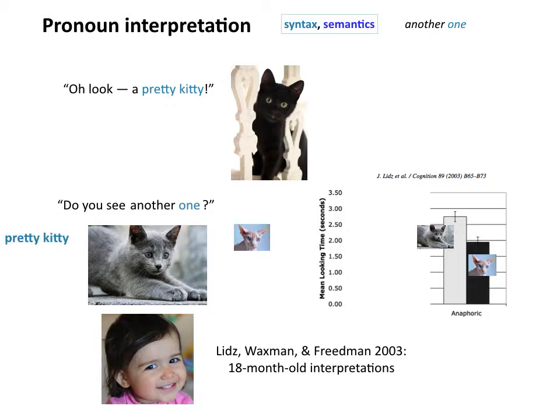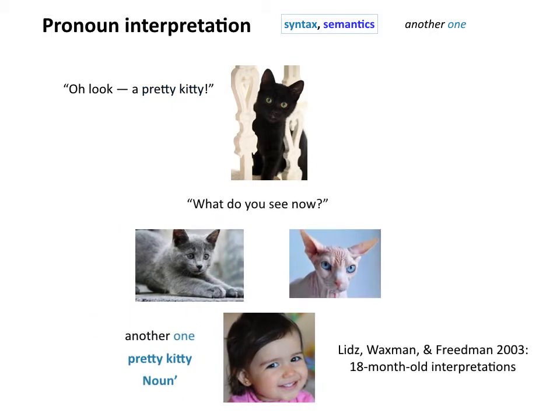And so Lidz, Waxman, and Friedman interpreted this to mean they think "one" means another pretty kitty in this context. "One" means pretty kitty, "one" has the antecedent pretty kitty. Which would mean that it's the category noun bar, that category that includes modifiers like pretty. But just to make sure, they wanted to add a couple of different comparison conditions.